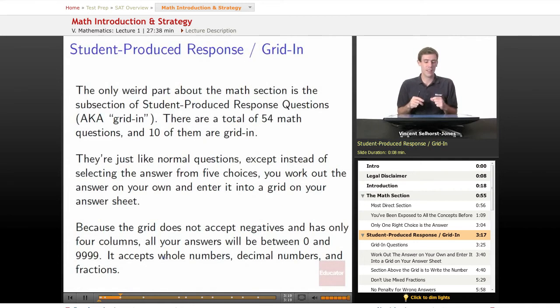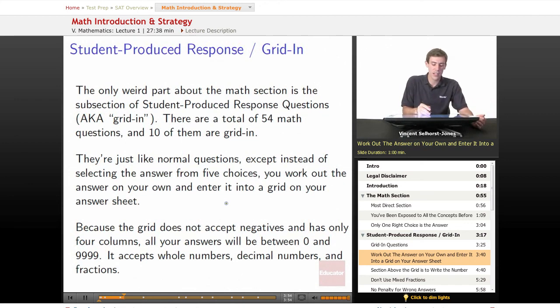The only weird thing that you might see is the subsection called the student-produced response questions, also known as grid-in questions. So there's a total of 54 math questions, and 10 of those 54 are going to be grid-in questions. They're just like normal questions as far as the problem. The problem is going to be basically what you've seen on all the rest of them. The only difference is that you won't have choices, and you're going to have to grid in your answer. So you don't select from 5 choices like you do on all the other multiple choice questions. You work the answer out on your own, and then you enter it into a grid.